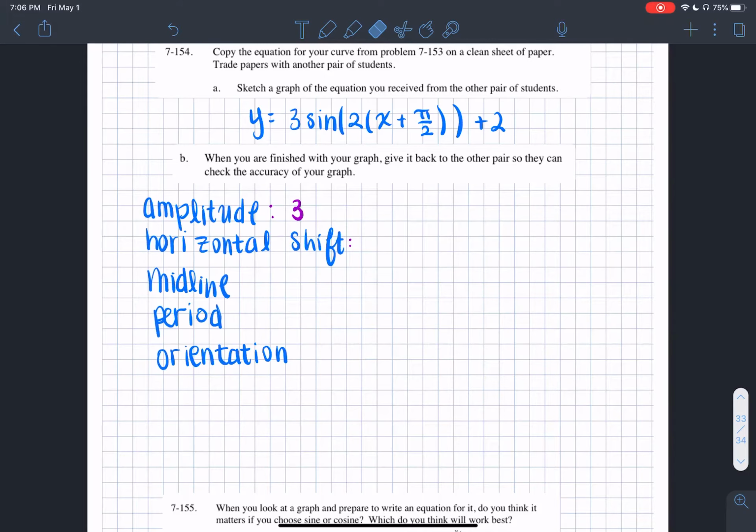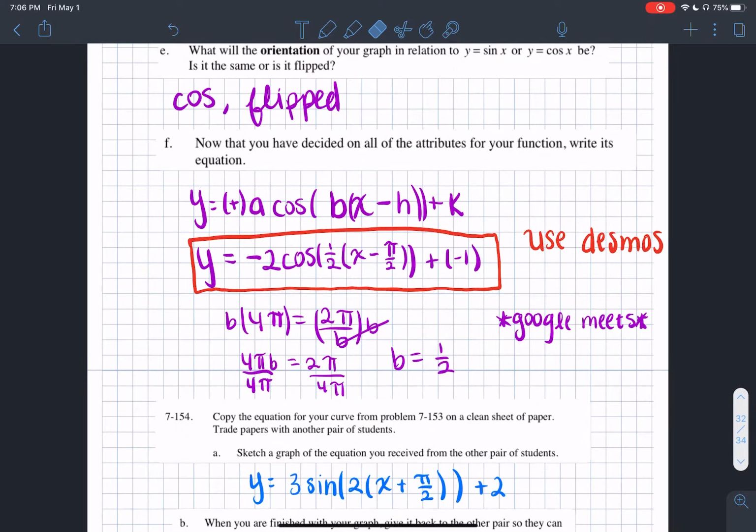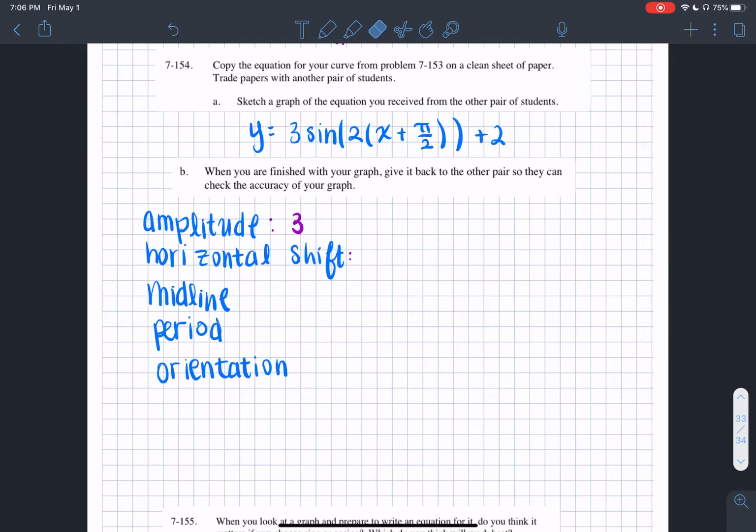Now that you've written down your horizontal shift, let's see if we have the same one. We can see from the problem last time that our horizontal shift is the opposite of whatever h is. Up there it was negative pi over 2, so our horizontal shift was pi over 2. Right here it's positive pi over 2, so that means our horizontal shift is negative pi over 2, or pi over 2 units to the left. Be sure to be checking the graph that you've already made while you're writing down all of these attributes of your graph to make sure that you graphed it correctly.